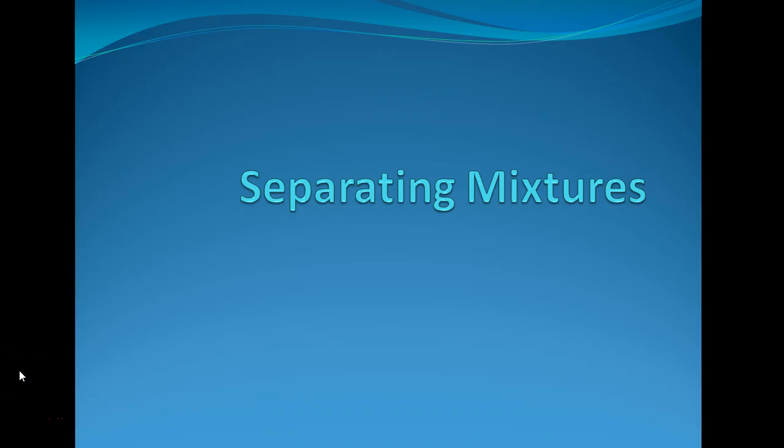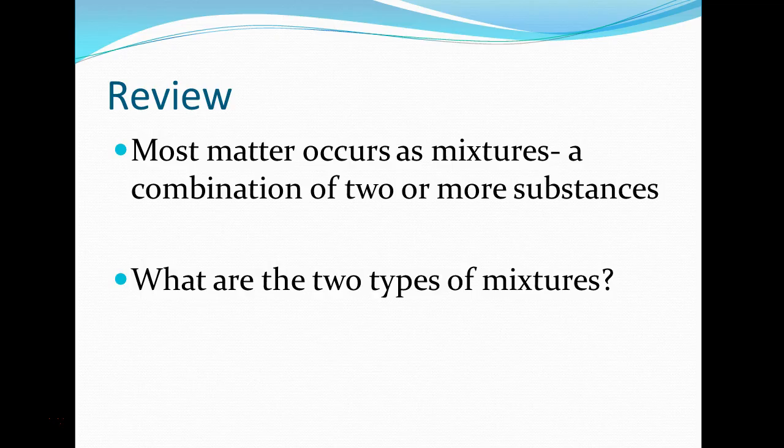We're going to go over separating mixtures right now. Okay, so just to review, most matter occurs as mixtures. So again, that's a physical combination of two or more substances. So what are the two types of mixtures?